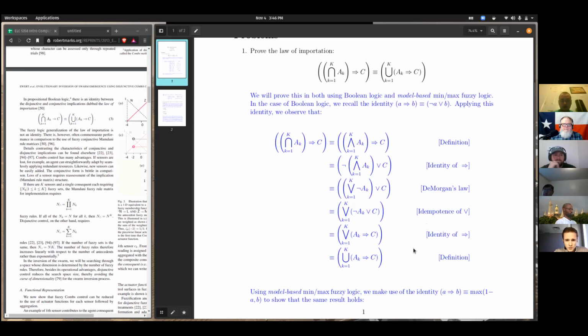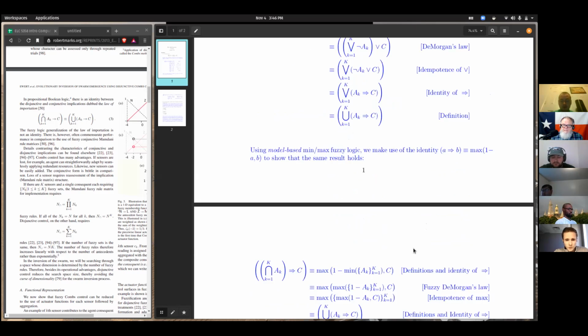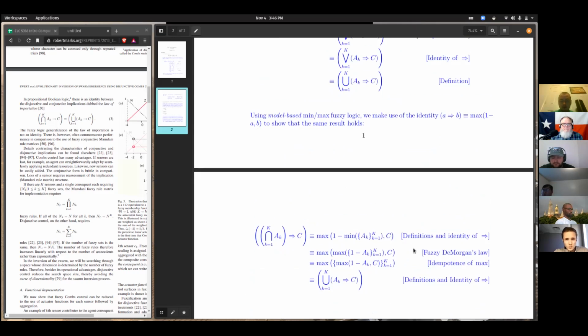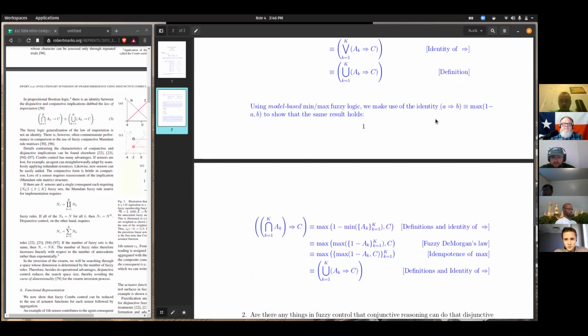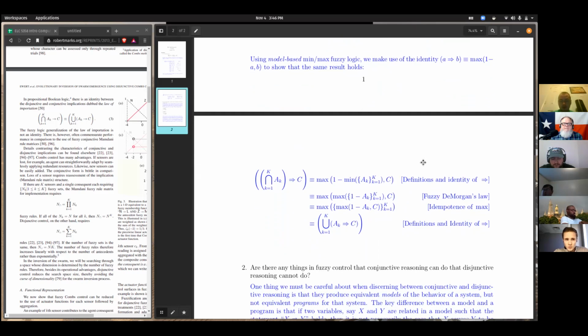I think the one thing that I was kind of confused by is, I think you mentioned that it doesn't work for fuzzy logic. No, it doesn't. But using model-based min-max fuzzy logic, where we... Okay, let's take a look at this. Let's see if I'm wrong. My confusion stems from the fact that, are you using fuzzy logic to denote a program or a model for something? Well, let's see what you have.